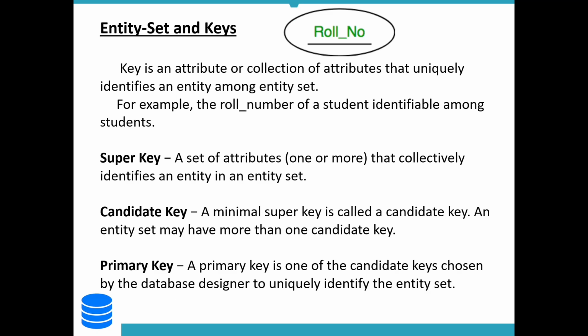First, the super key. A set of attributes that collectively identify the entity in the entity set is called a super key. The next one is the candidate key. A minimal super key is called a candidate key. An entity set may have more than one candidate key. A primary key is one of the candidate keys chosen by the database designer as a unique key to identify the entity set.